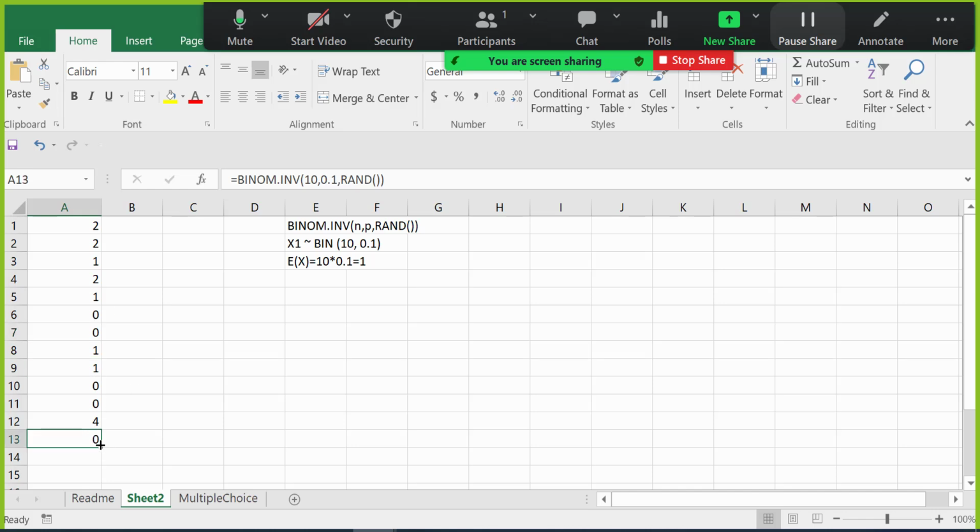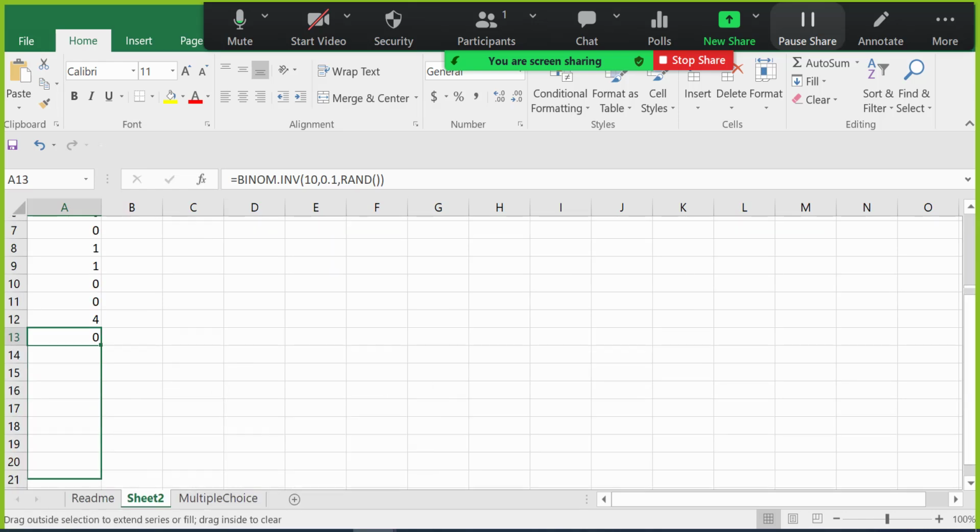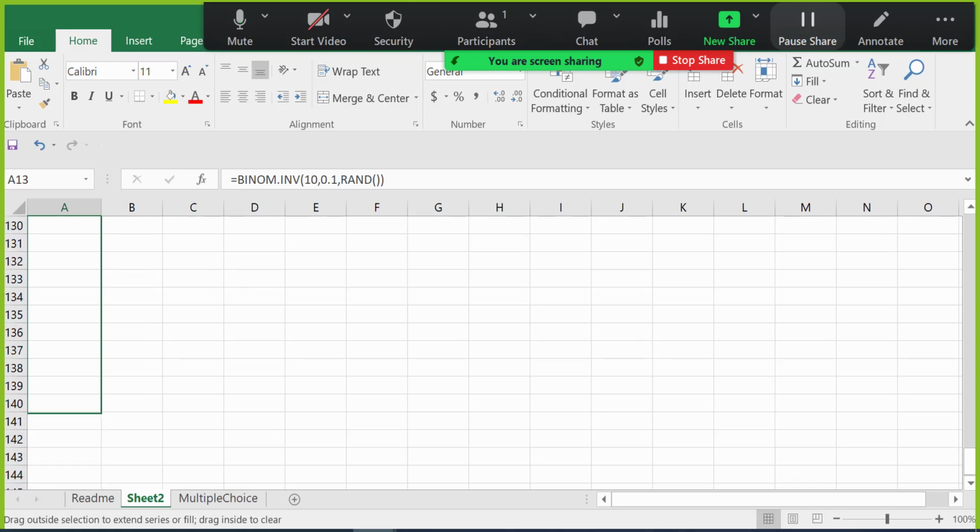So next we just keep going. I want 5,000 times, so our plot will be more smooth. You just drag it down. What I do, I drag down to 1,000 and then copy, paste. That's much faster.